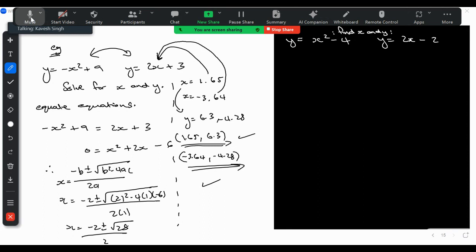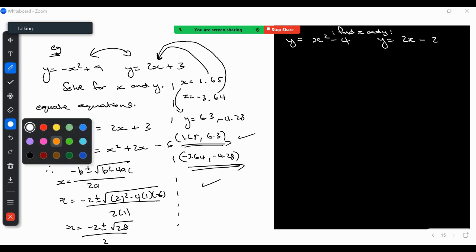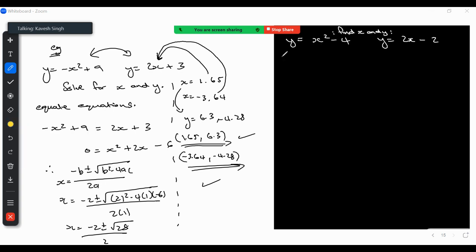All right, let's go through this one. I'm going to equate the two. So I'm going to take x squared minus 4 and make it equal to 2x minus 2. Now I'm going to move everything over and change it from negative to a positive. This is minus 4 plus 2 equals 0. And so that's x squared minus 2x minus 2 equals 0. So I can see a equals 1, b equals minus 2, c equals minus 2.